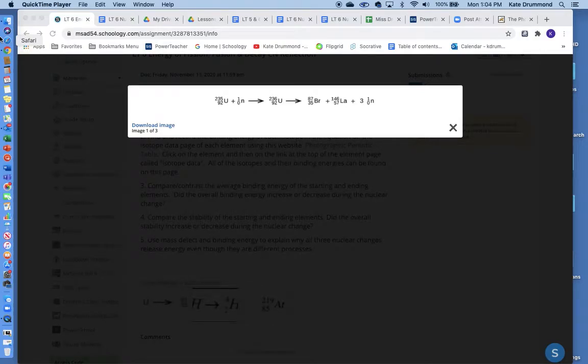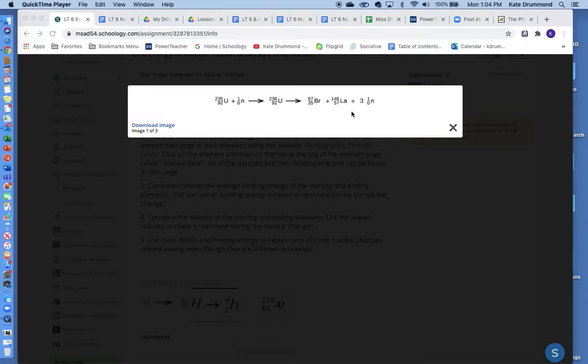Many people are confused about how to find the binding energy before and after a nuclear change in order to compare them. So this is an example of a fission equation. This is part of the Learning Target 6 Chemistry Notebook Reflection. And you are supposed to look up and compare the average binding energy of the uranium-235 that's undergoing fission and compare it to the average binding energy of the bromine-87 and lanthanum-146.